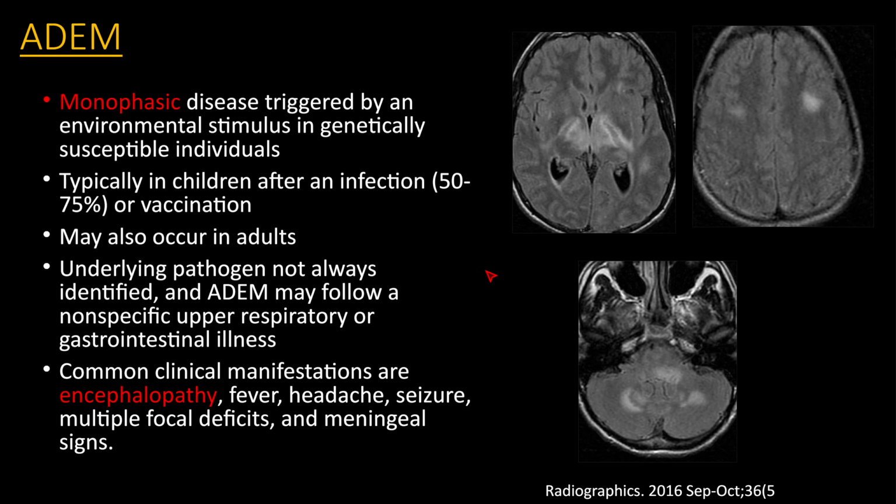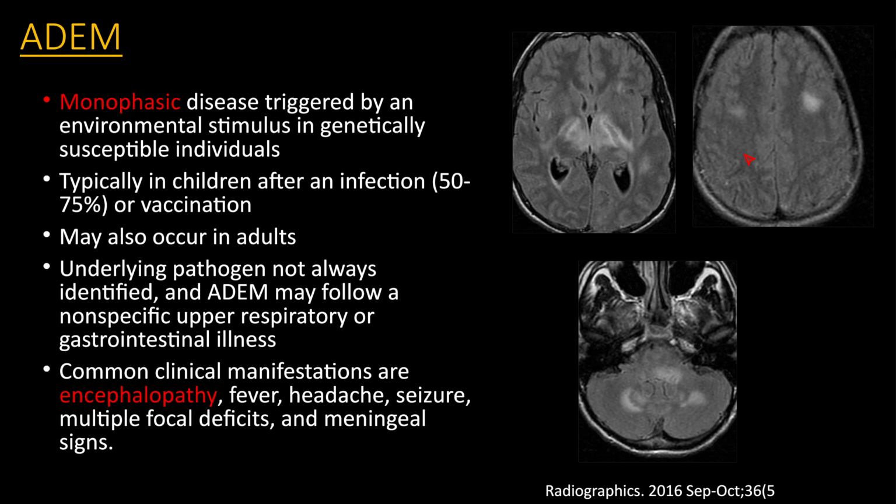Now, ADEM you typically see in children after an infection or potentially vaccination, but it can also occur in adults, though it's much more typical in children. The underlying pathogen is not always identified, and it may follow some non-specific upper respiratory tract or GI tract infection. Common clinical manifestations would be encephalopathy, sometimes fever, headaches, seizures, focal neurologic deficits, or meningeal signs.